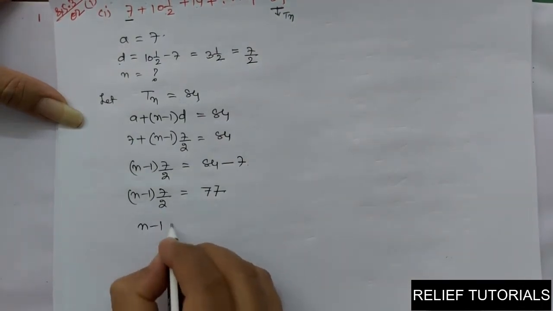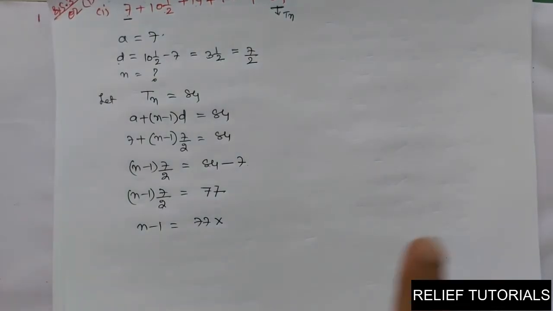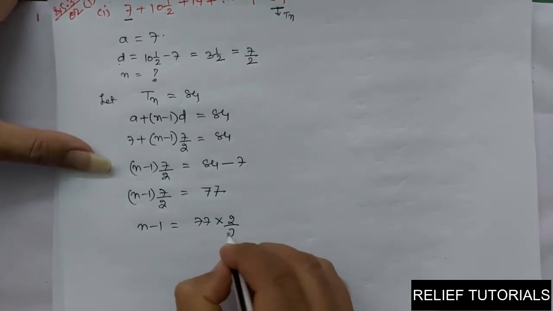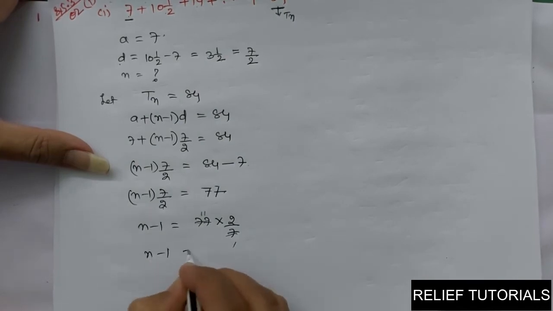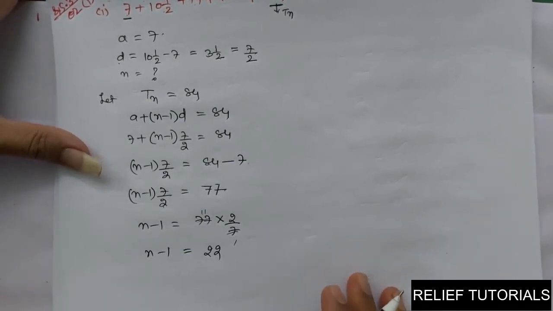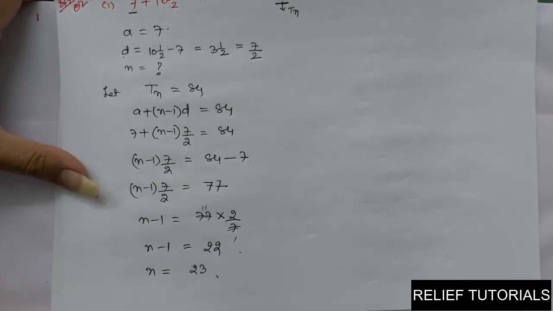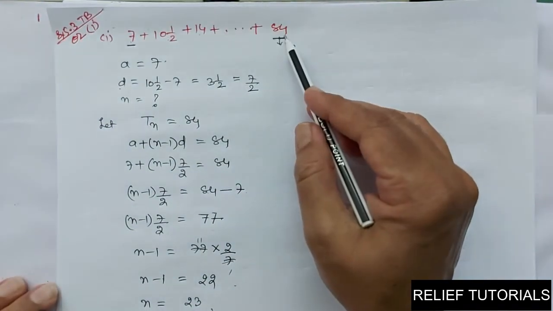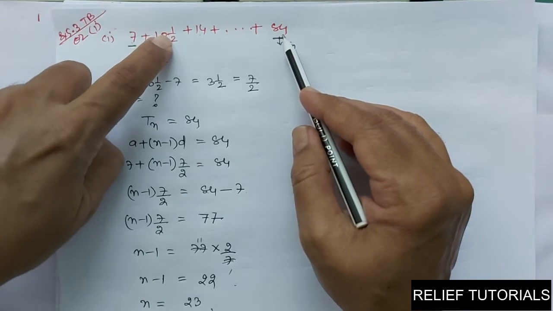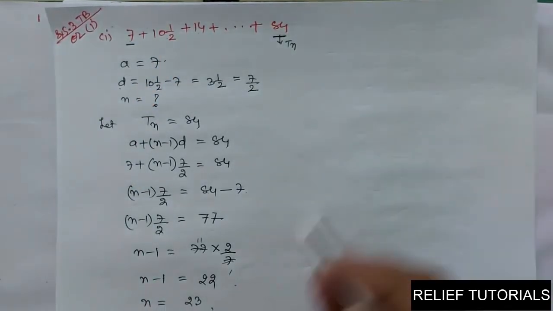Now n minus 1 is equal to 77 into this 7 by 2, which when it goes to the other side becomes the reciprocal. The reciprocal of 7 by 2 is 2 by 7. So 7 elevens are 77, so it is 11 into 2. So n minus 1 is equal to 11 into 2, 22. So n is equal to 22 plus 1, so n equals 23. In short, this is the 23rd term. 7 is the first term, 10 and a half is the second term, 14 is the third term, 84 is the 23rd term. Now we got n.